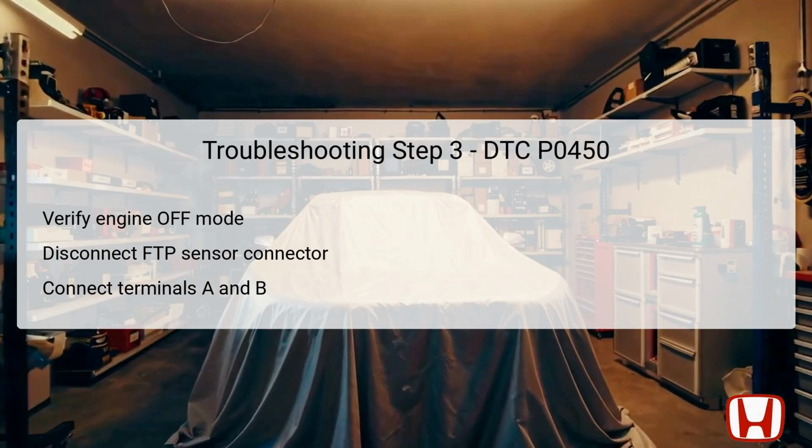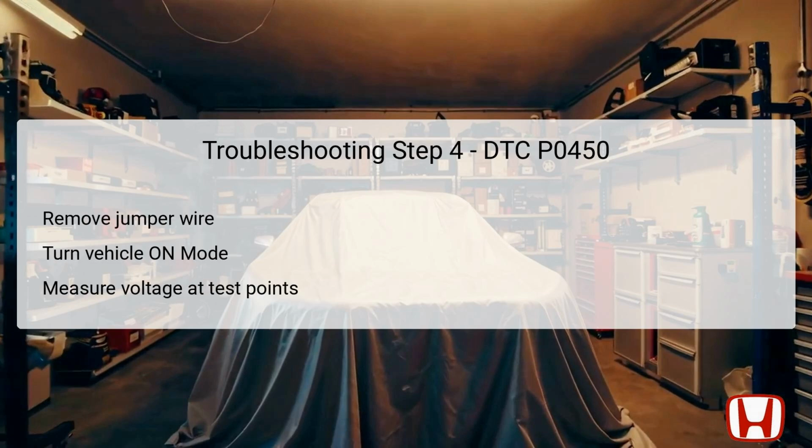This effectively bypasses the FTP sensor temporarily. Terminal A corresponds to the FTP sensor's female terminal number 1, while terminal B connects to female terminal number 2. After making this connection, power the vehicle back to the on mode. This will allow you to check the FTP sensor voltage using the HDS to help determine if the sensor is the root cause of the issue.